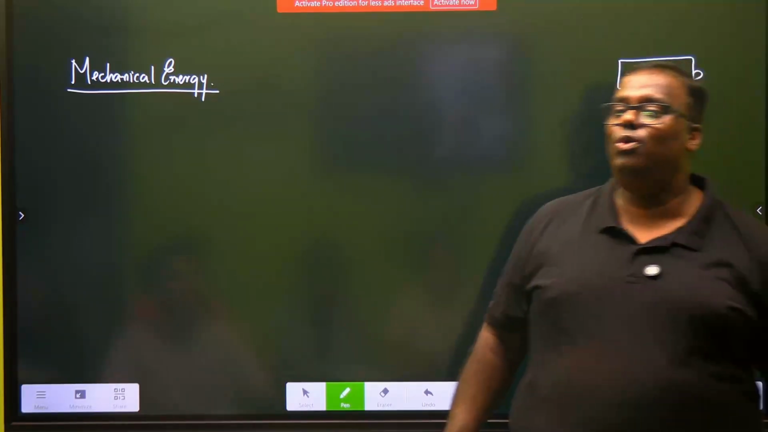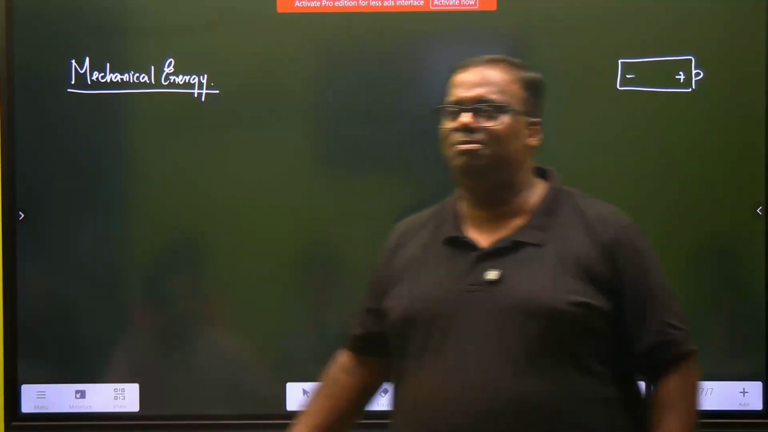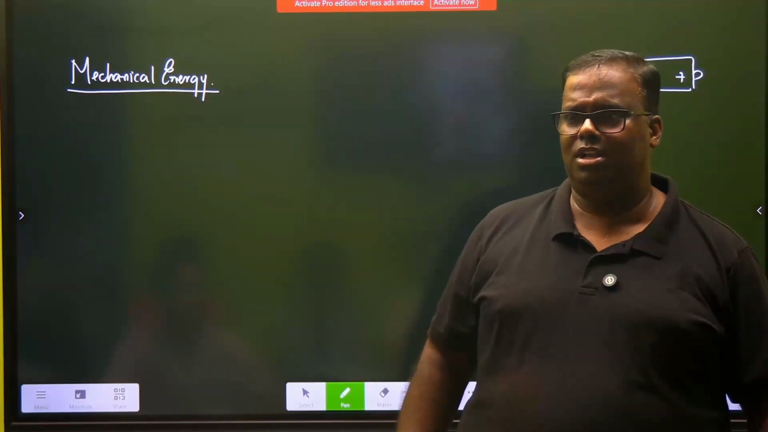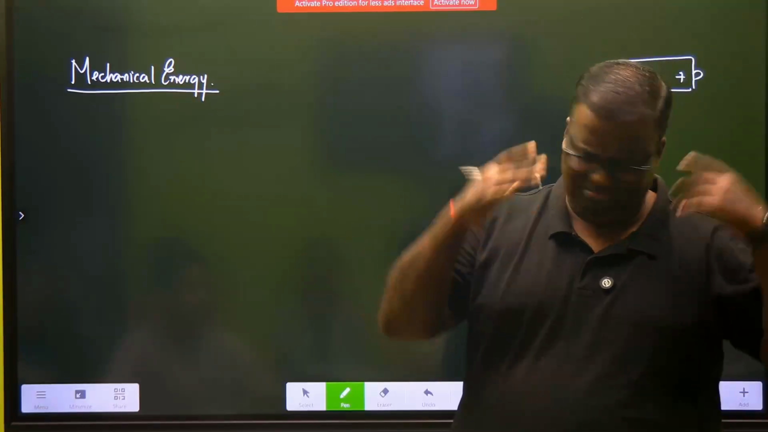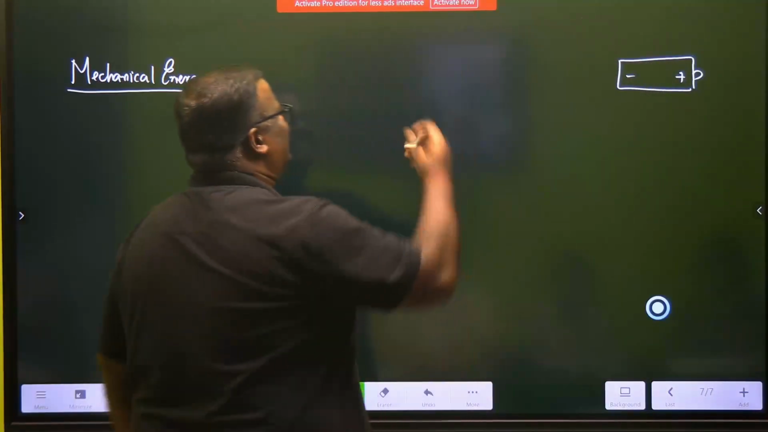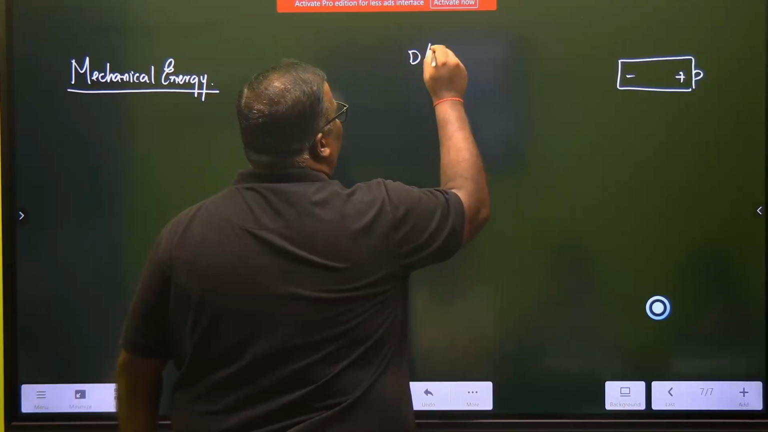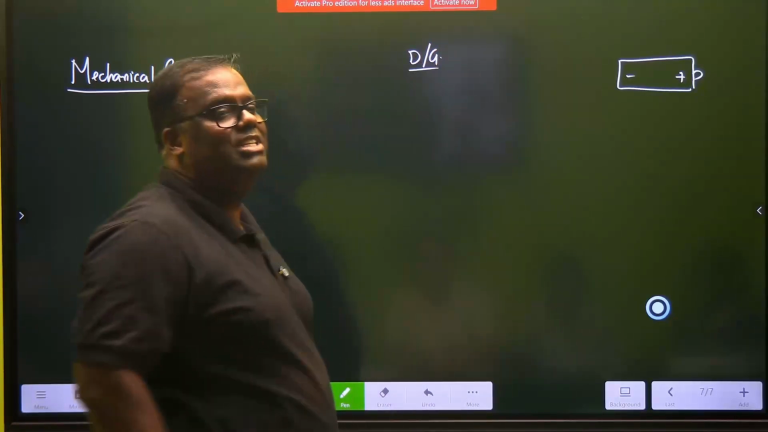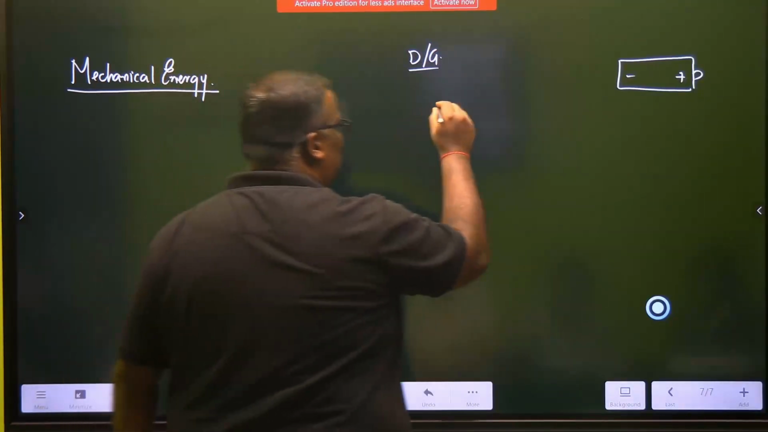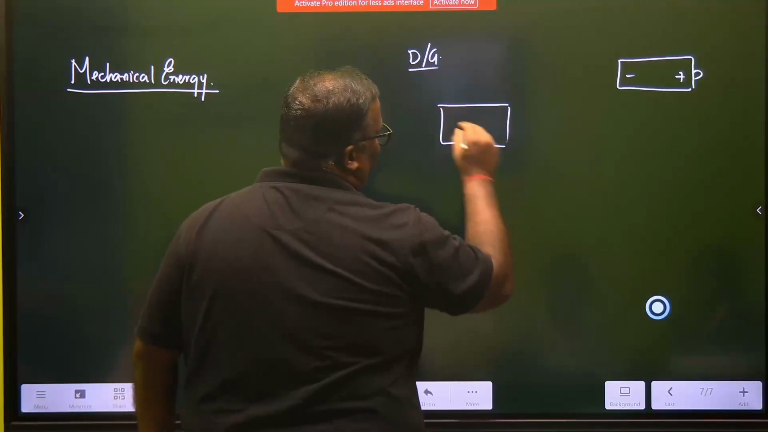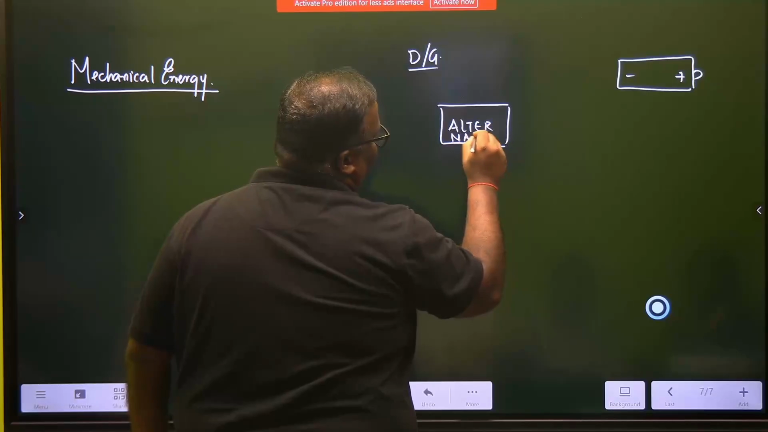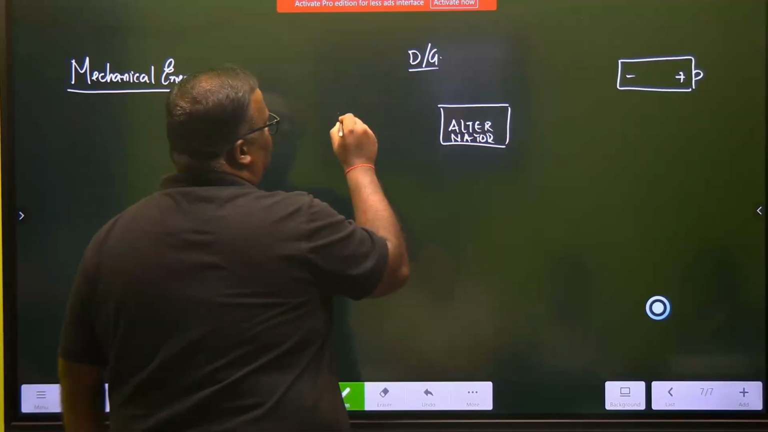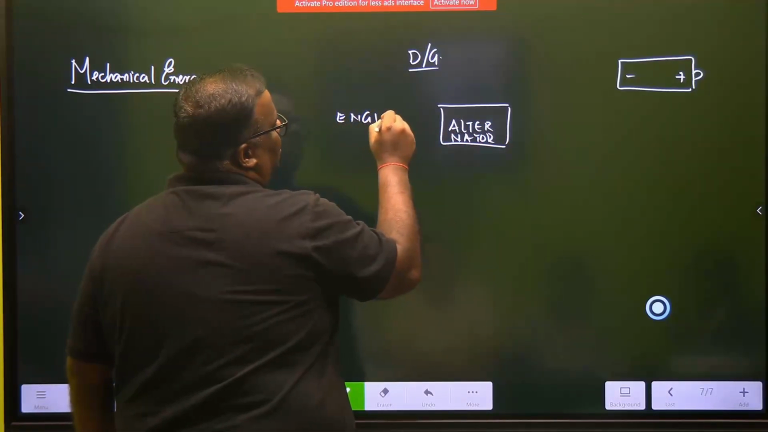How many of you know what a generator is? Is it a one-piece item? No. Then what is there? We call it a diesel generator. What is a generator? A generator has got two items. One is called the alternator and one is the engine.